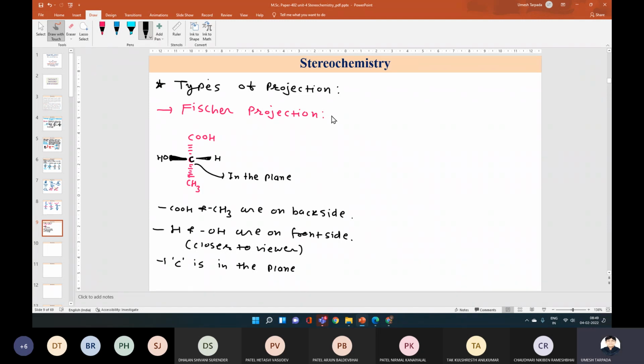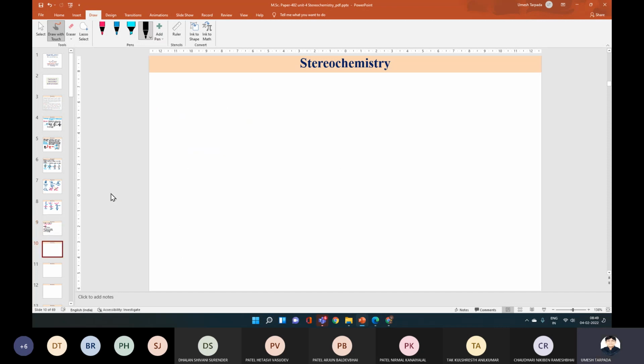So according to Fisher projection, you can have an RS nomenclature, where certain rules are there in order to give RS nomenclature. RS nomenclature is also called absolute configuration, the absolute configuration of a chiral center. How to assign absolute configuration? For that, certain rules are there.